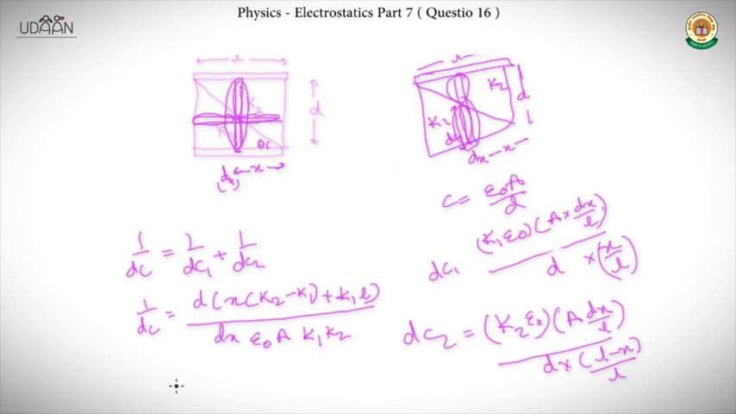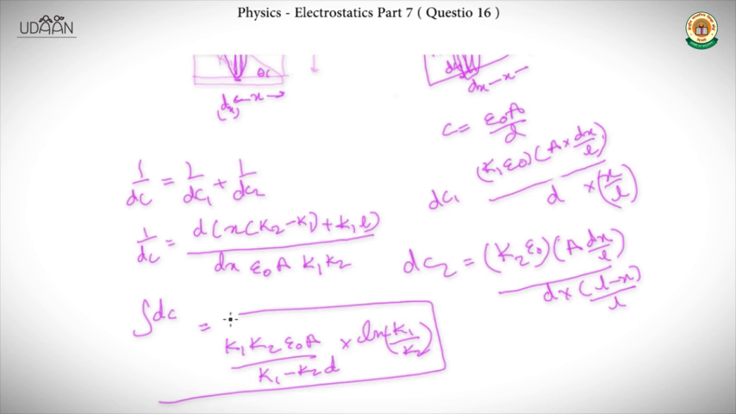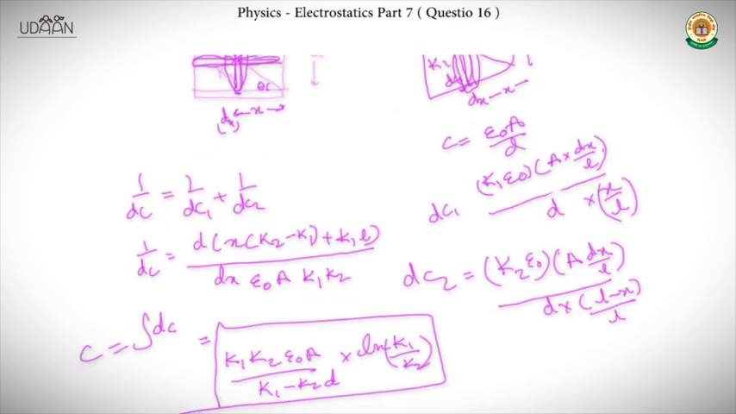So simply, integration of dc we can calculate, and it will come out to be k1 k2 epsilon naught A by k1 minus k2 d into ln of k1 by k2. Yes. This is our answer, effective capacitance. So what we will do is that we will just integrate this, and after integrating we will obtain this value.